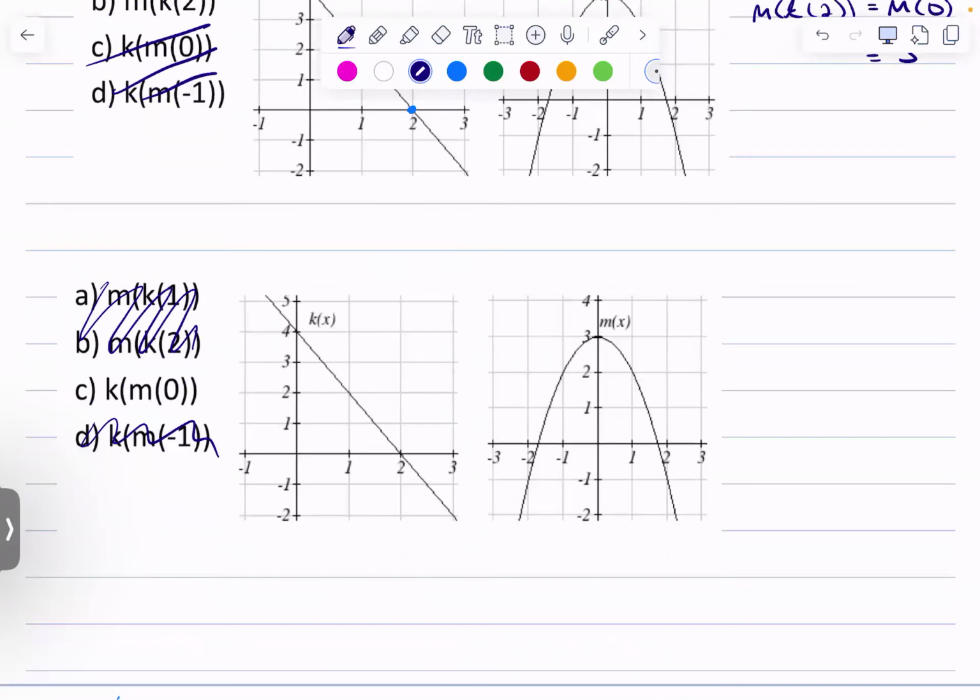How about k of m of 0? K of m of 0. Now my inside function is m, so I start here and I plug in 0 and I get an output of 3, which means I have k of 3 that I want to find. Now, if the input on k is 3, it looks like the output is -2.